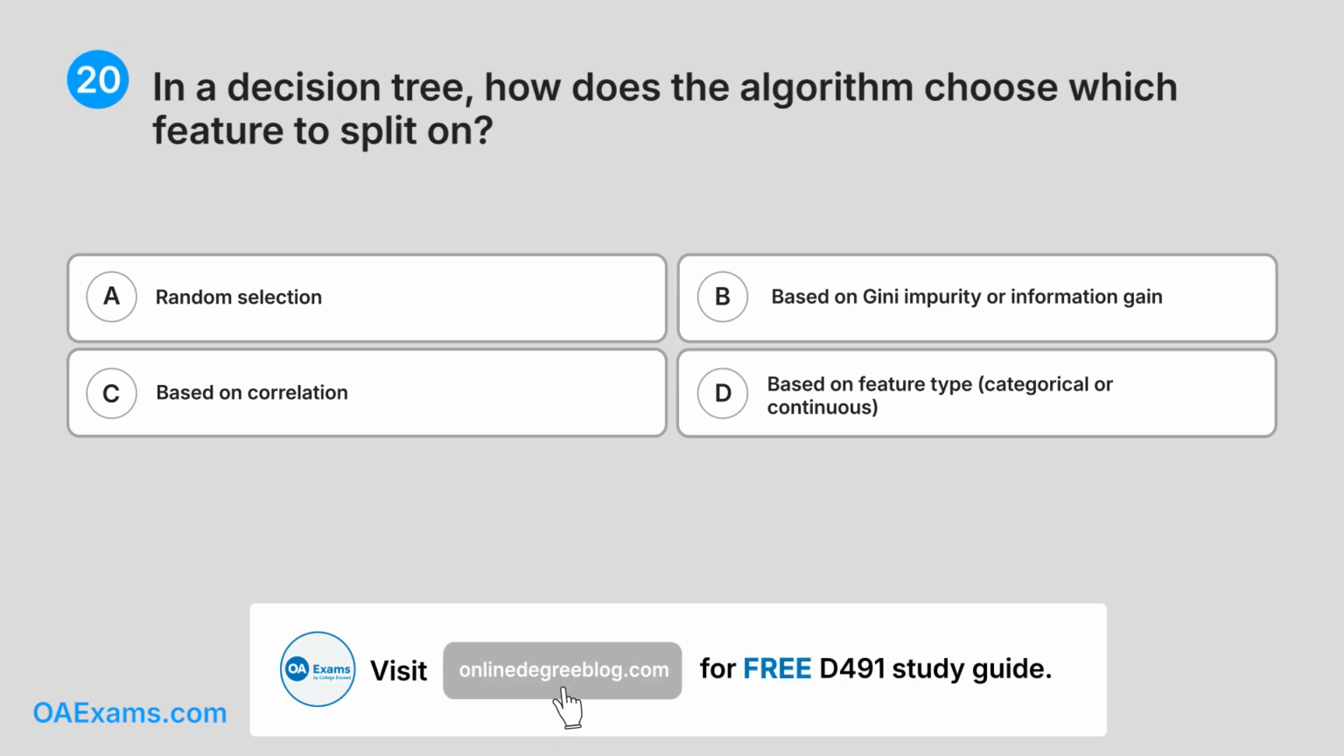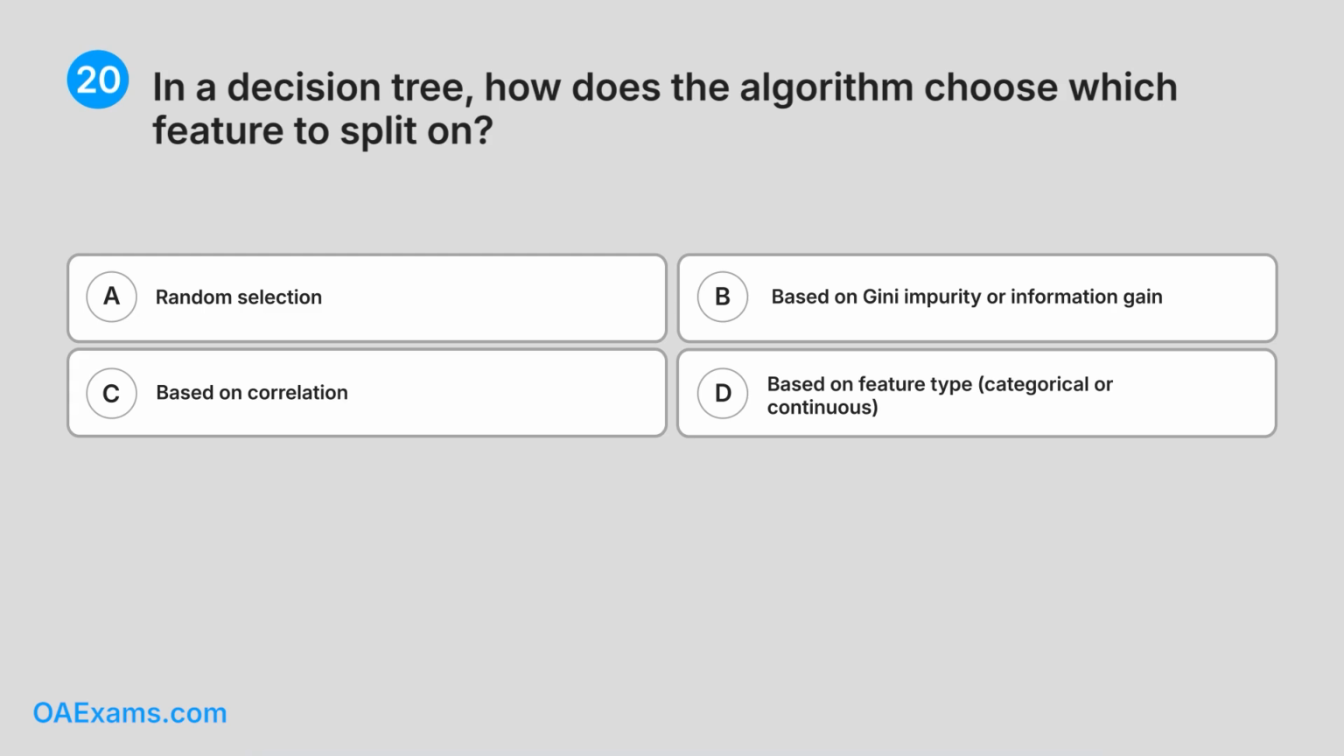A. Random selection. B. Based on Gini impurity or information gain. C. Based on correlation. D. Based on feature type, categorical or continuous. Do you know the answer?